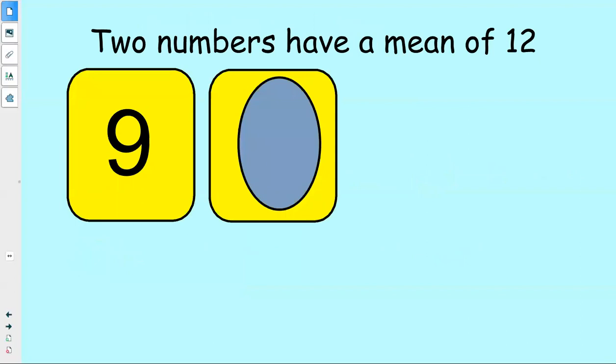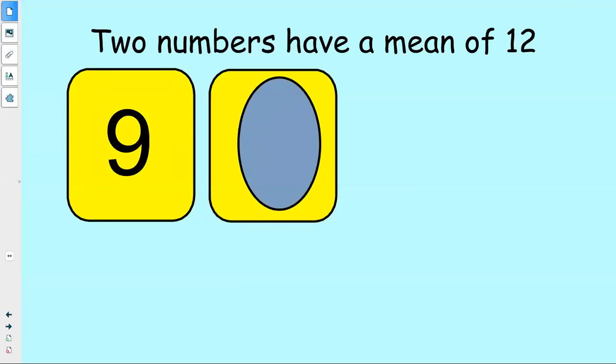Right, so we're going back to looking at the mean, which we did in part 1. Two numbers have a mean of 12. One of the numbers is 9 and the other number you do not know. So this is kind of the reverse of mean. You usually are given the data set and you're asked to work out the mean. In this one, I've got a data set, but I only know one of the values. I don't know the other one, but I know the mean.